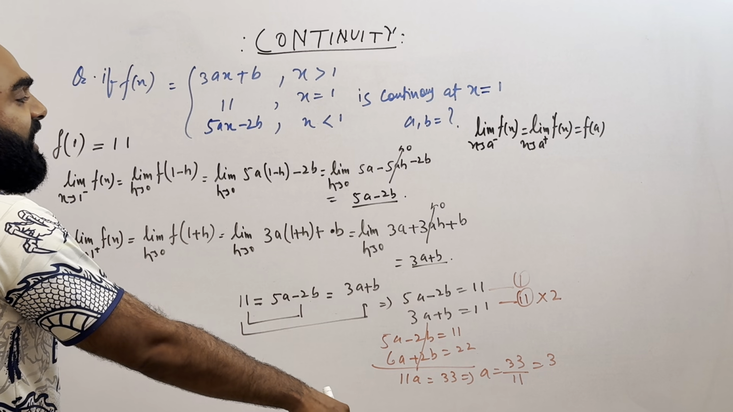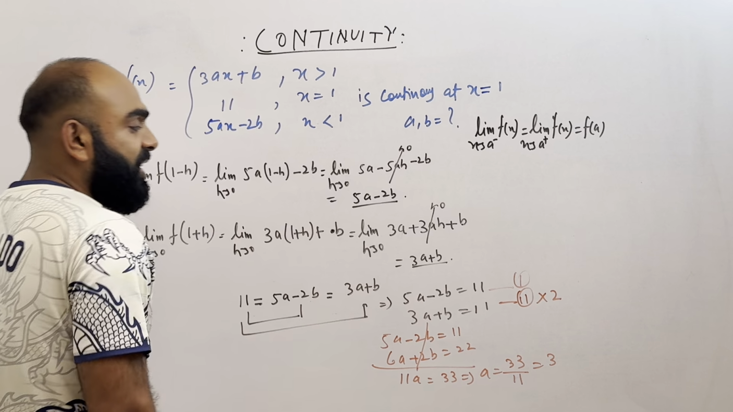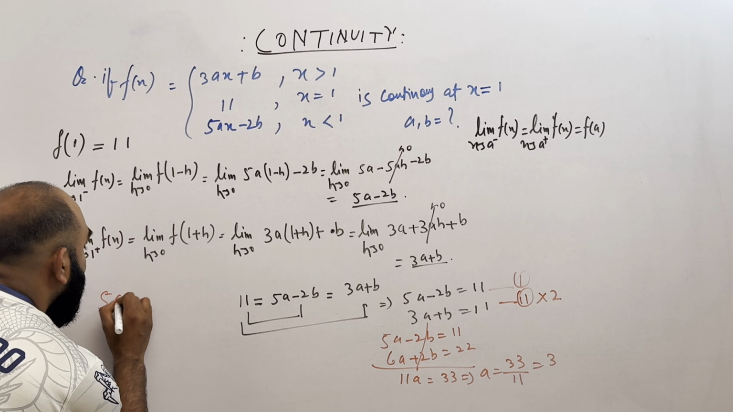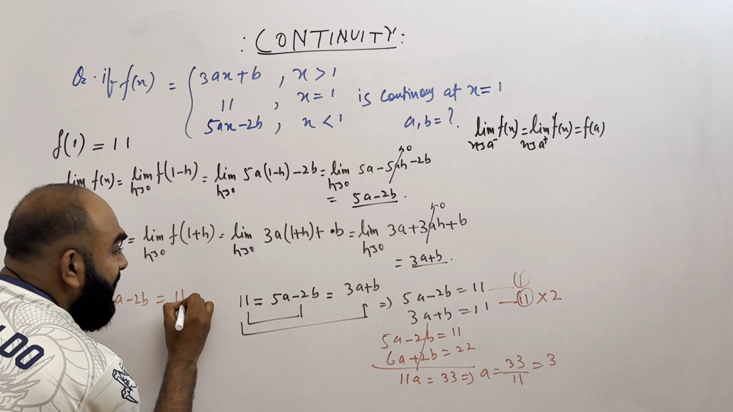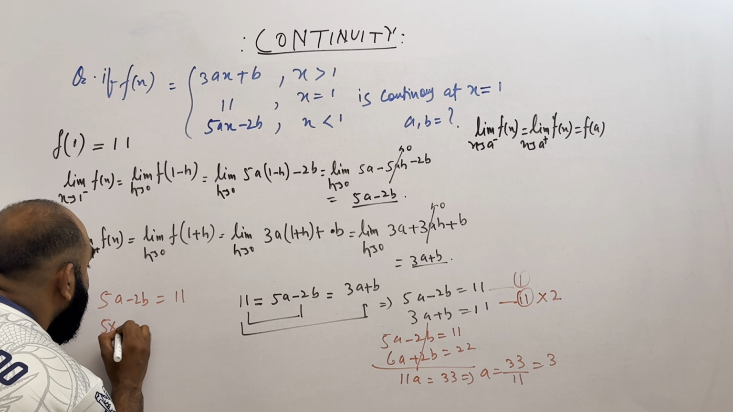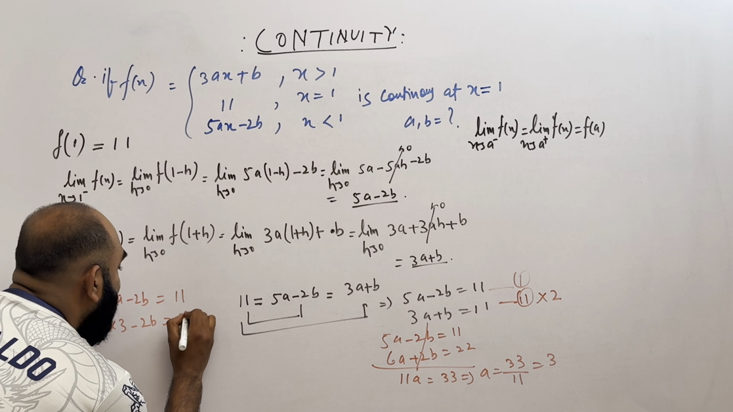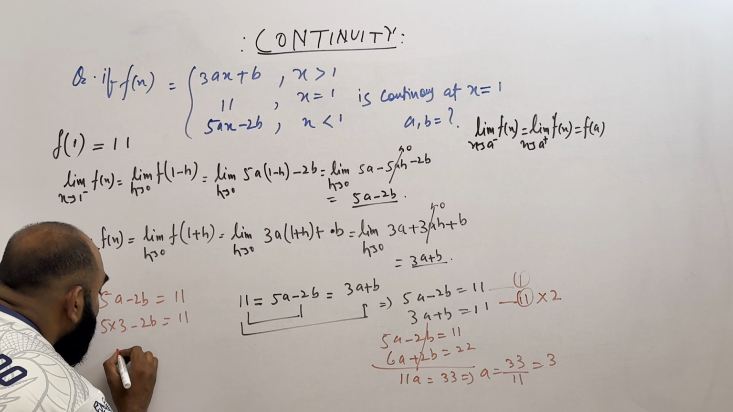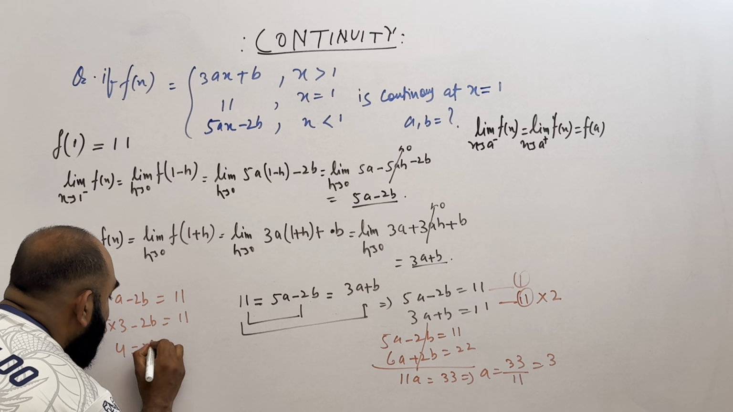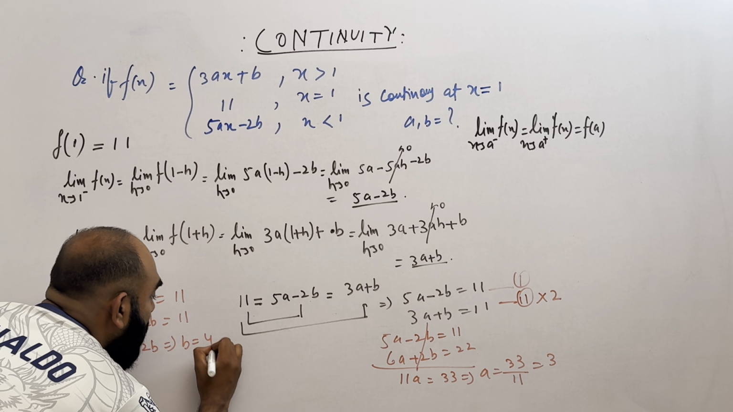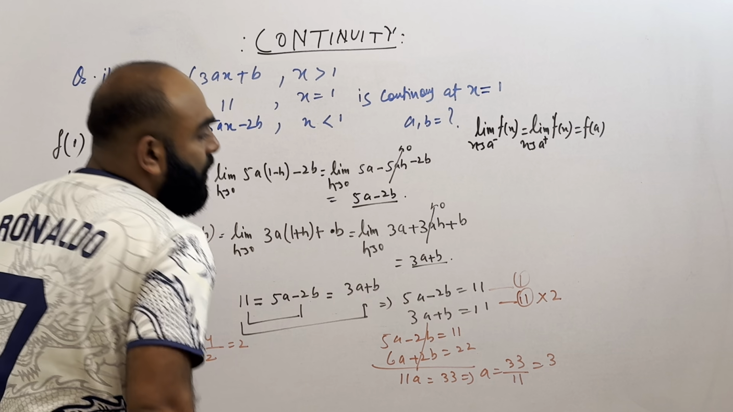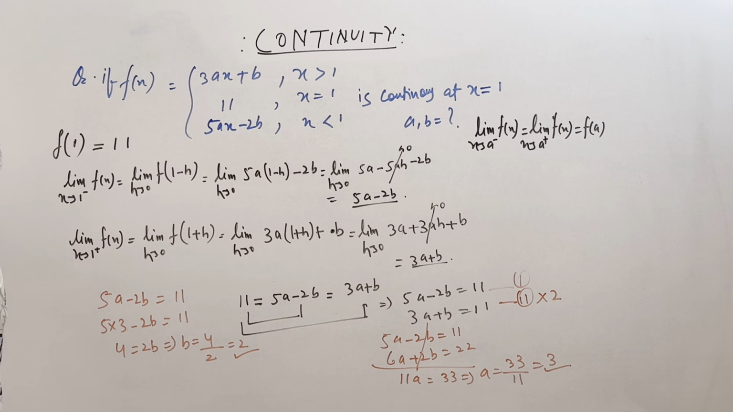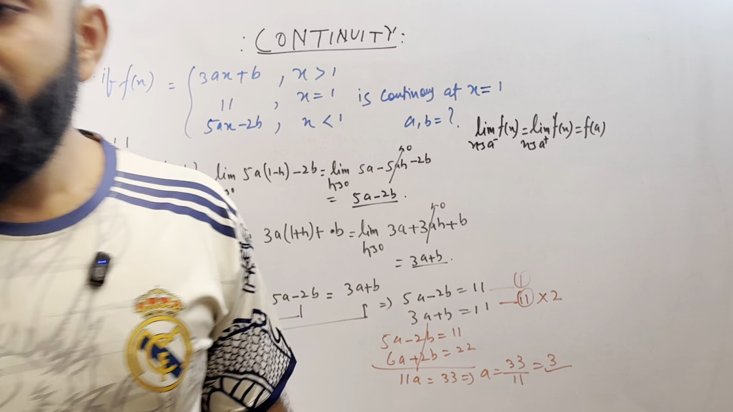If a is 3, keep it in any of the equations. Keep it in this one: 5a minus 2b is equal to 11 and a is 3. So 5 into 3 minus 2b is equal to 11. 5 into 3 is 15. This will go this side, 15 minus 11, 4 is equal to 2b. So this implies that b is equal to 4 by 2, so the answer is 2. Here a value is 3 and b value is 2. So I got my values, a and b as 3 and 2.